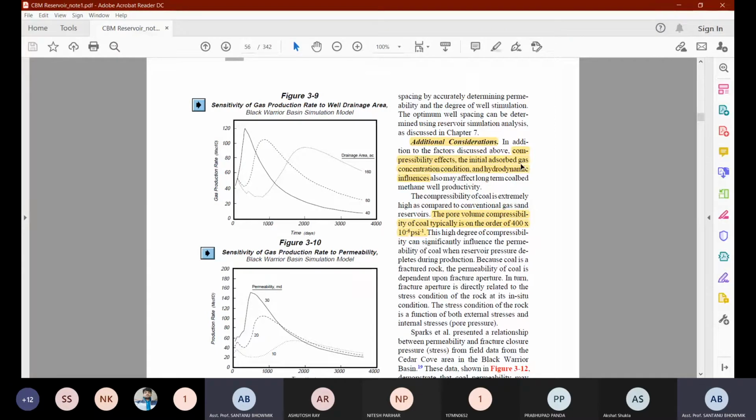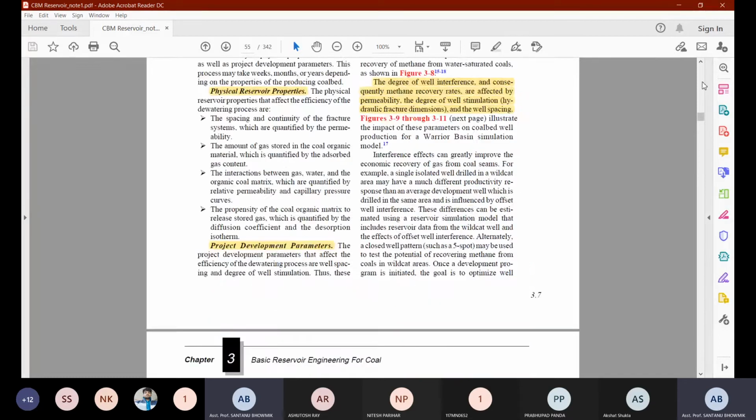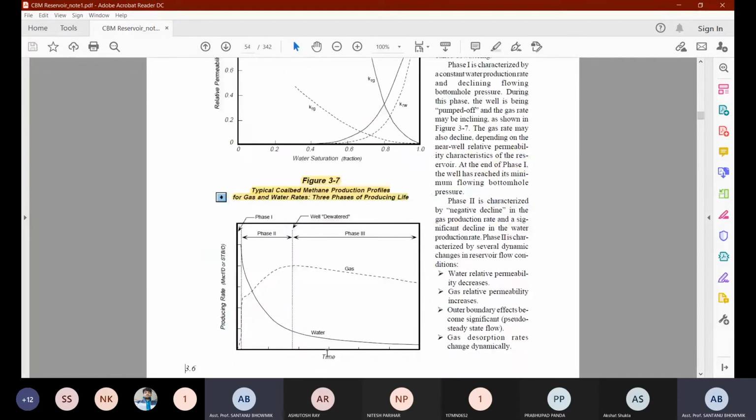As you have seen earlier, the normal production graph has three phases. First, a constant water rate and a very small amount of gas is produced. Then the water rate quickly declines, and the gas production rate reaches its peak at the end of phase 2. Finally, in phase 3, the gas and water production reduce and become more or less flatter, and the gas production is much higher than the water production.